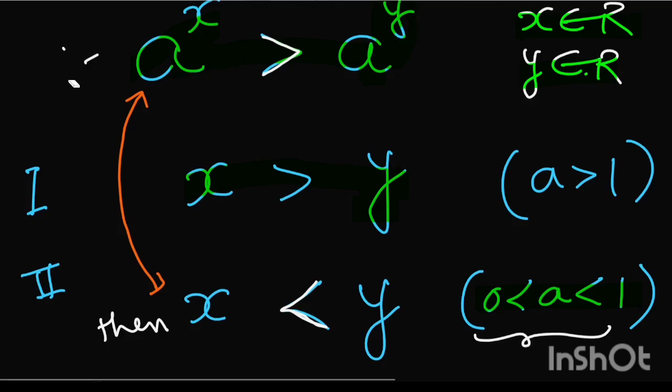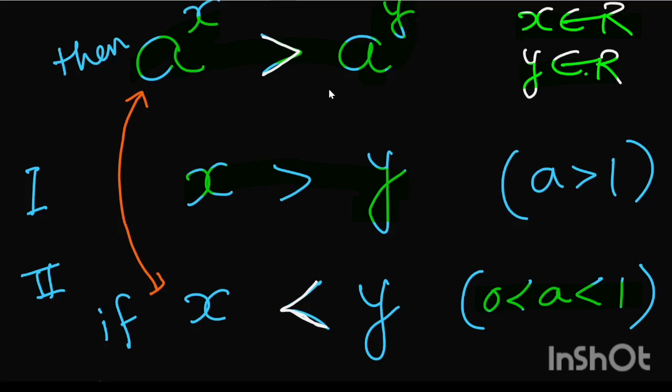Or it can be understood both ways, in the reverse way also. Like if x is less than y, then a to the power x is greater than a to the power y, also can be used if base is between 0 and 1. And in a similar way we can say about the first part also. Okay, both ways it is valid, where x and y are real numbers. Okay, so this is the exponent inequality.